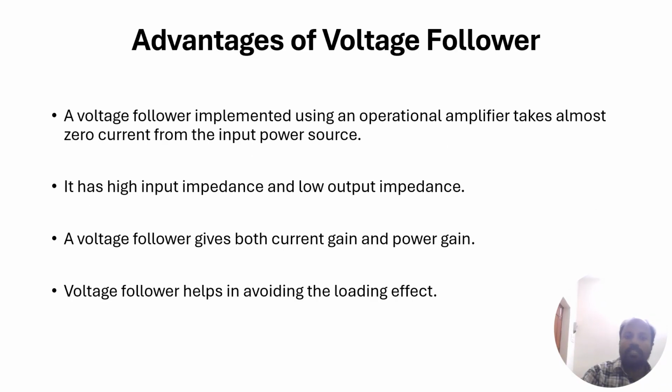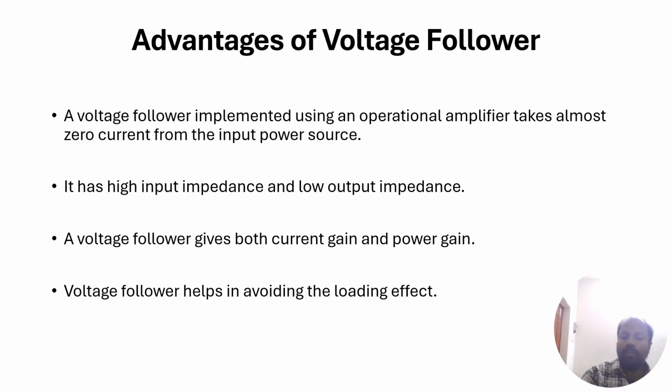So advantages of voltage follower. A voltage follower implemented using an operational amplifier takes almost zero current from the input power source. It has a very high input impedance and low output impedance. A voltage follower gives both current gain and power gain. Voltage follower helps in avoiding the loading effect.